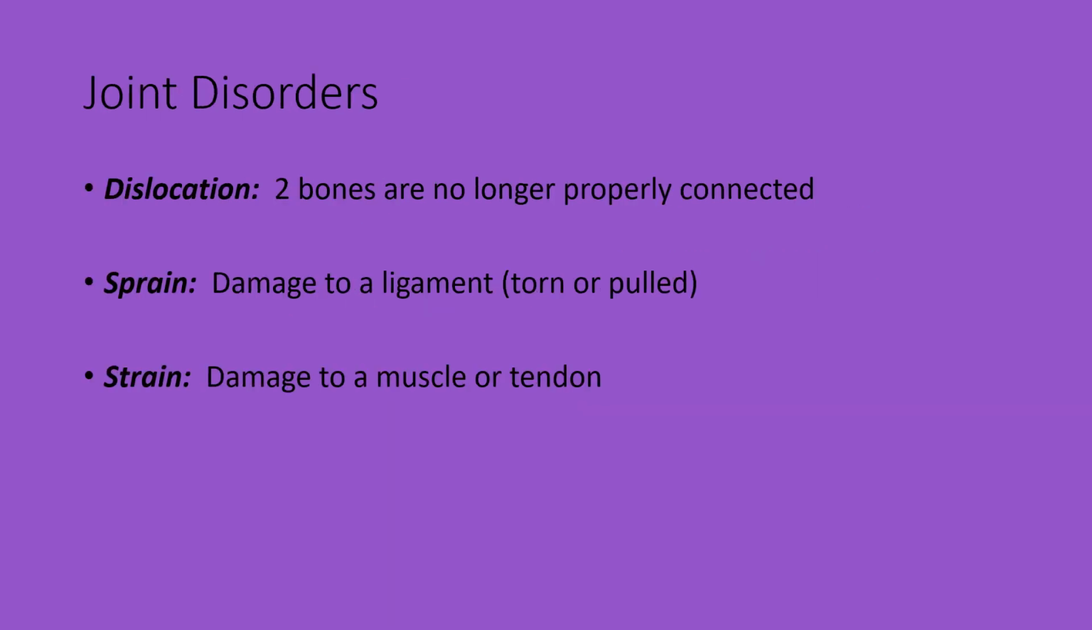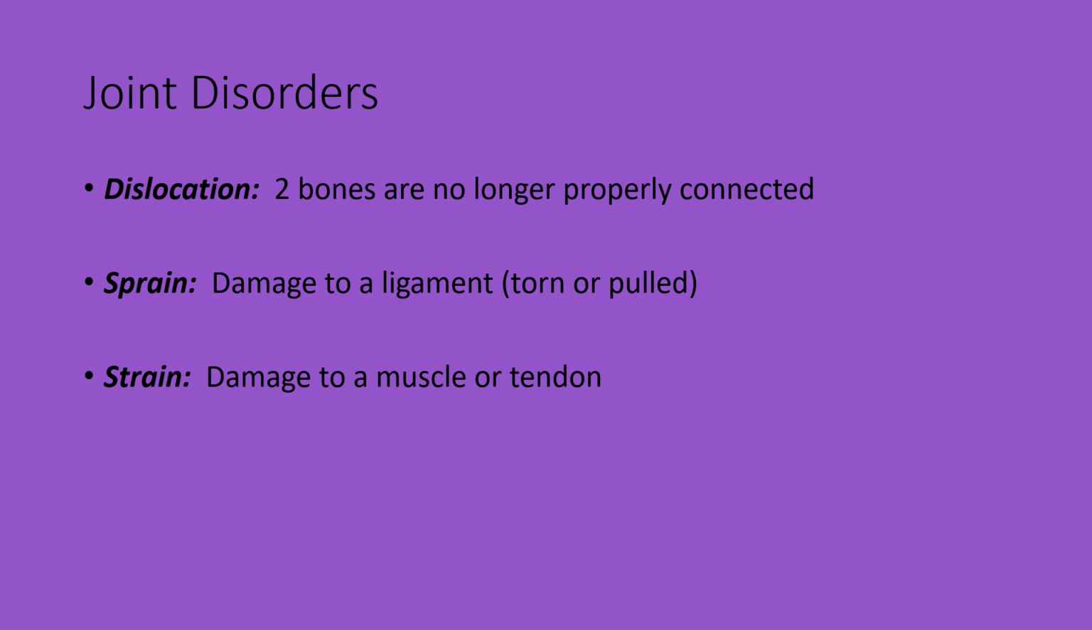There are several different types of disorders that can occur with the joints. Dislocation is when the two bones in that joint are no longer aligned properly, and so you have to put them back in alignment. They may not be broken, but they're not properly connected the way they should be.